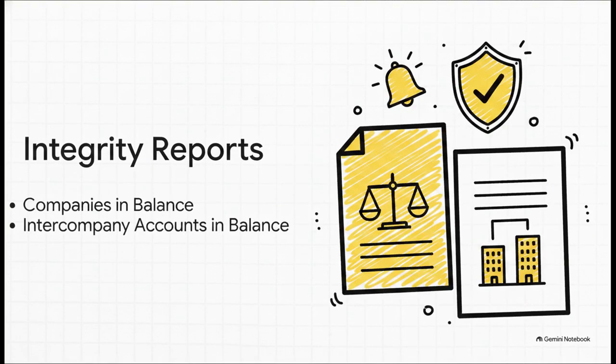To actually run this safety check, JD Edwards gives you some highly specific tools. You need to run two exact integrity reports for a successful manual reconciliation. First, the Company Imbalance report, and second, the Intercompany Accounts Imbalance report. Running these periodically is going to flag any discrepancies instantly, so your accounting team can hunt down and resolve those issues way before period end close.